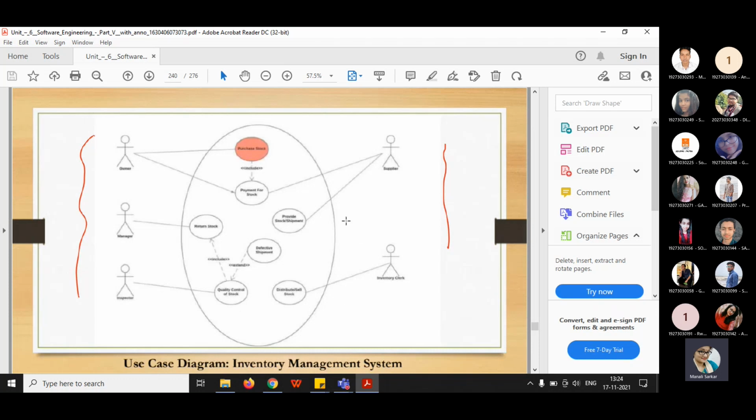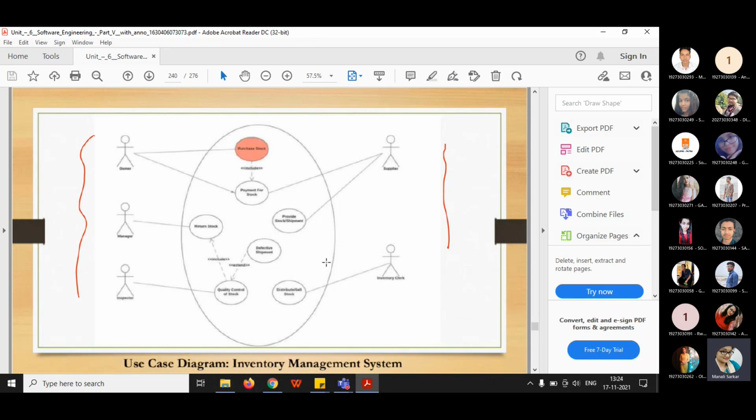Now see here, another two actors are supplier and inventory circle. Supplier is related with payment for stock and provide stock shipment. So supplier is providing the stock shipment and paying for the stock. And inventory circle is related with the sale of the stock. In this way it is linking.